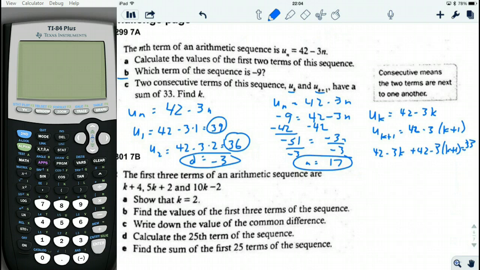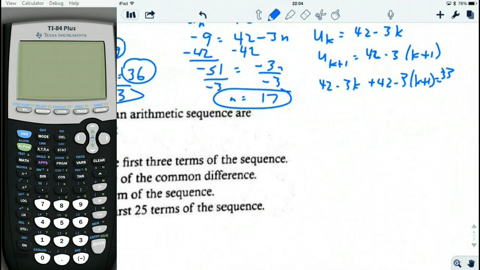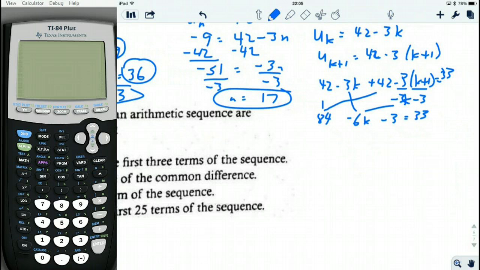Okay, now we find k. We have 42 and 42, which add together to be 84. Minus 3 times (k+1) would be minus 3k minus 3. The minus 3k's you can put together, you get minus 6k. And then we still have minus 3 here, equals 33. Now to get k by itself, we subtract 84 from both sides and add 3 to both sides. Then we end up with negative 6k on the left, and on the right 33 minus 84, which is negative 51, plus 3, that would be negative 48.